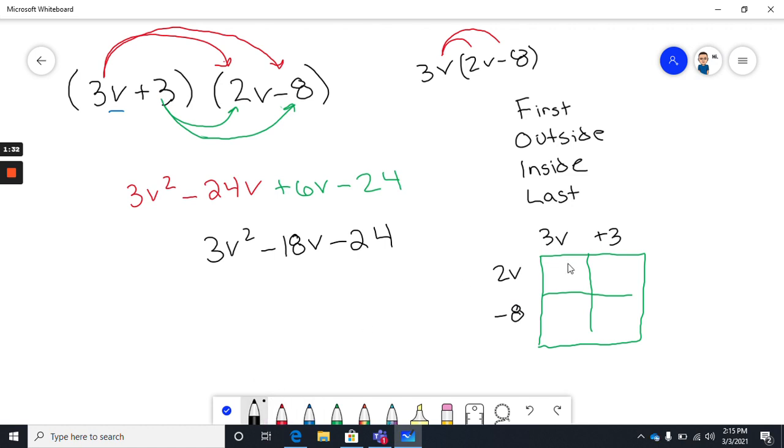So in this first box, we're going to compare the 2v and the 3v, and that's going to give us 6v squared. In the second box, we're going to compare the 2v and the 3, 6v. In this box down here, we're going to compare the negative 8 and the 3v, negative 24v. And then in this last box, we're going to compare the negative 8 and the positive 3, negative 24. And if you notice, the things that we have in our four boxes match the things that we did originally.